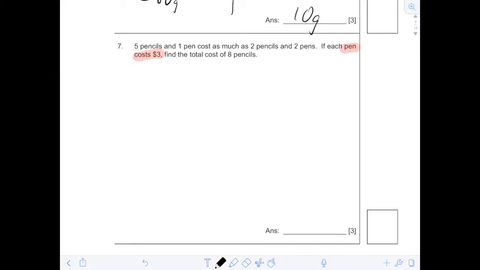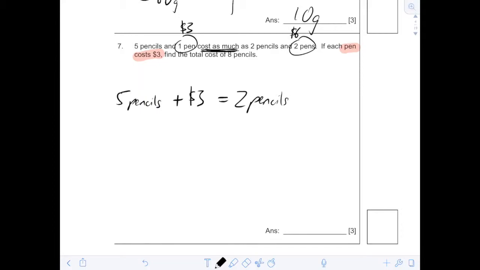So what we're going to do now is substitute the pens with the actual cost of the pen. In this 1 pen here, since 1 pen costs $3, this one will be $3. And for these 2 pens over here, it will be $3 times 2, you get $6. If I'm going to rewrite it, the keyword here is "cost as much". So actually 5 pencils plus 1 pen, but now I'm changing the 1 pen into $3, will be equal to 2 pencils plus this $6 over here.